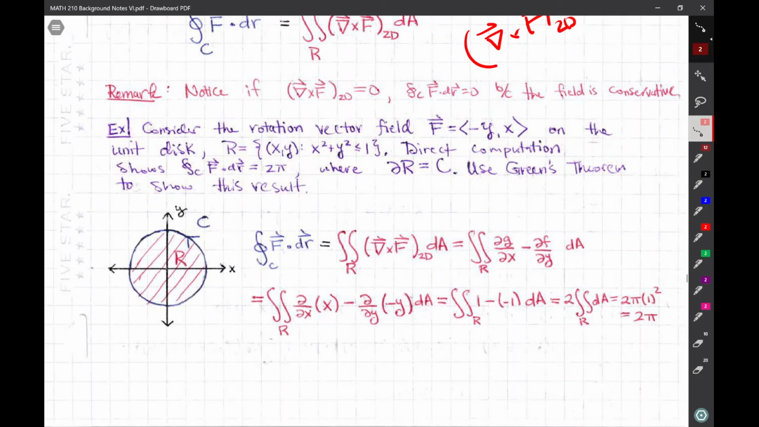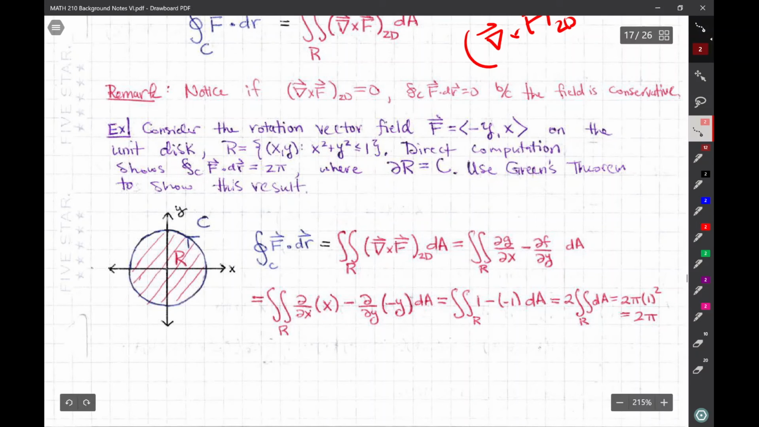We could take a look at a simple example. Consider the rotation vector field F on the unit disk. Okay. Direct computation of this, which we have done actually, we looked at the circulation of this rotation vector field around this little curve C. So direct computation would show that that line integral is equal to 2 pi, where C is equal to partial R, and R is the unit disk. We're going to use Green's theorem to get the same result. So here's what we want to compute. Green's theorem tells us that it's equal to this.